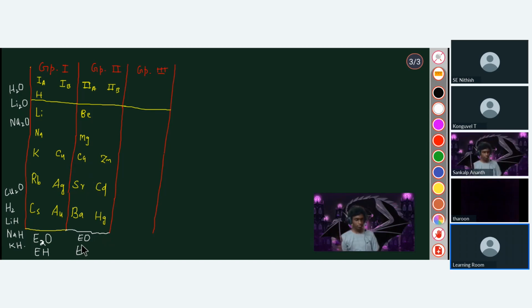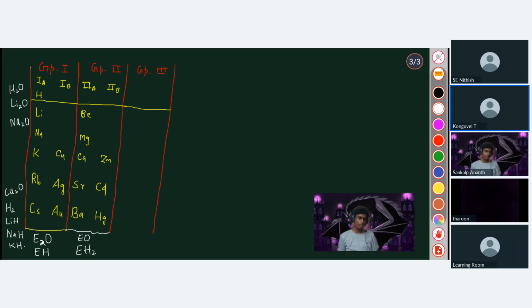For example, the hydride formula of these elements will be EH2. So can you tell me the hydride of beryllium? What will be the formula? So in group 1, 1A has all positive valency and 1B has all negative valency. No. Copper is a metal, it's electropositive.